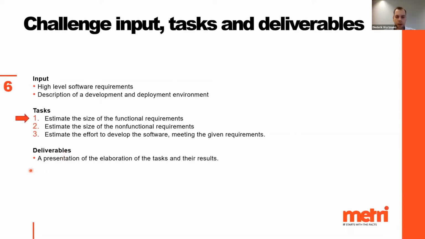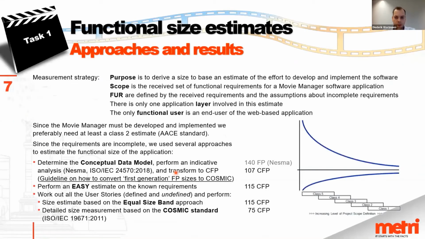Starting at the first task, I'd like to talk to you about estimating the size of functional requirements. In order to determine the size, we used a number of different approaches. They're listed here. Some of these approaches are quite high level, such as the 2 here at the top. One starts at the data model and converts it to an indicative Nesma function point calculation. The other is the easy estimate in the COSMIC measurement method that splits the software requirements into classes for quick estimation of size. However, we also did a detailed function point count by using the COSMIC method, and we'll dive into that a little bit now.